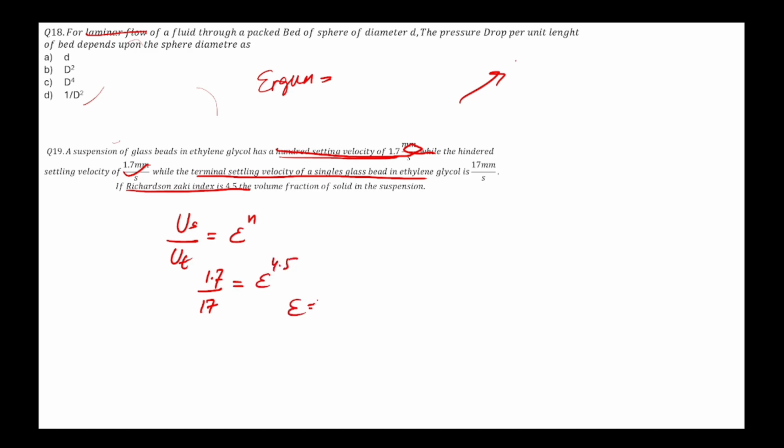So it will give e to the power 4.5 is equal to 1.7 divided by 17, that is 0.1. So e is equal to 0.6. But this is the void fraction. What it is asking is the volume fraction of solid. Volume fraction of solid, 1 minus e, is equal to 0.4. Okay.